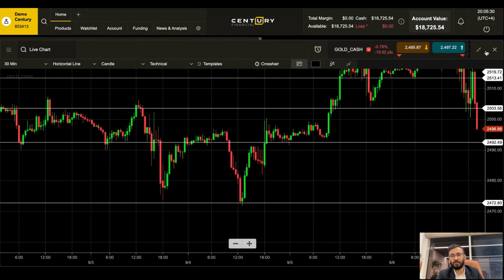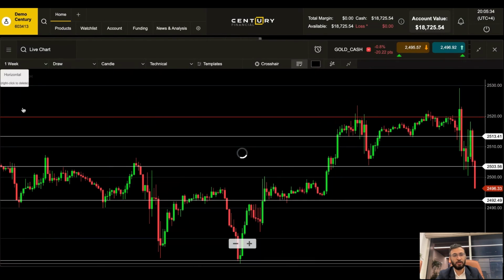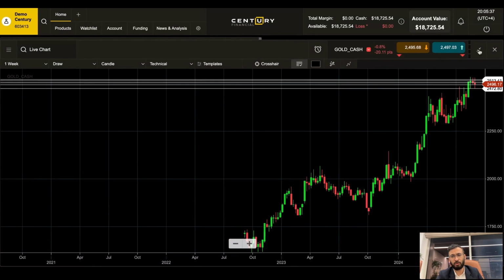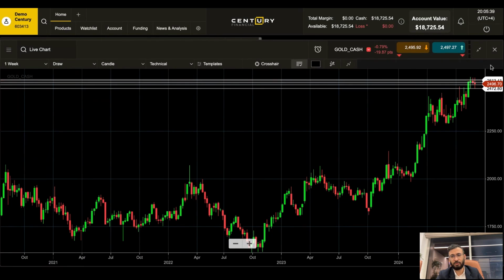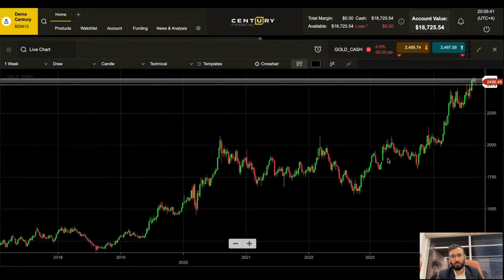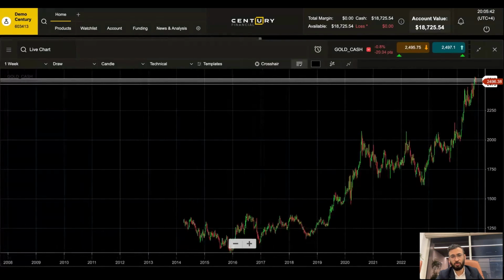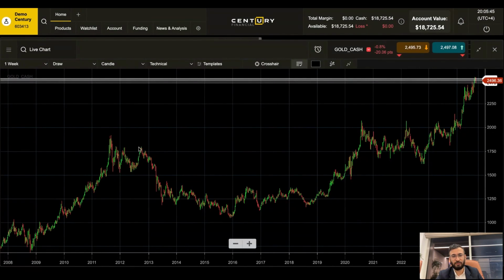Okay, now once this happens, I'm going to go a little long term here to show you the rounding bottom. Let me just zoom out. Look at this. If you see right here, this is a big rounding bottom. Look at this, for years and years, from 2012 till 2020. Rounding bottom like this, completely.